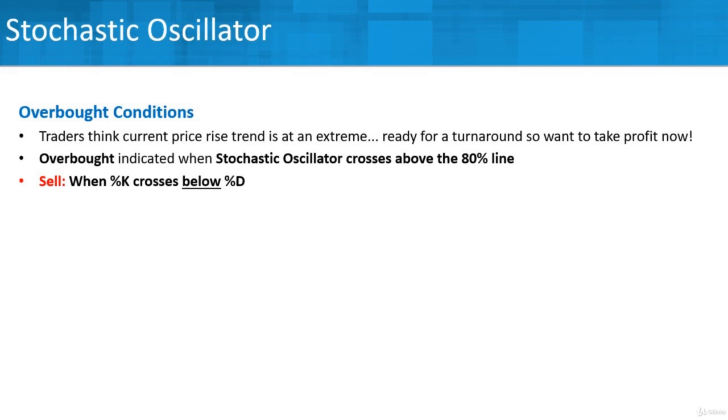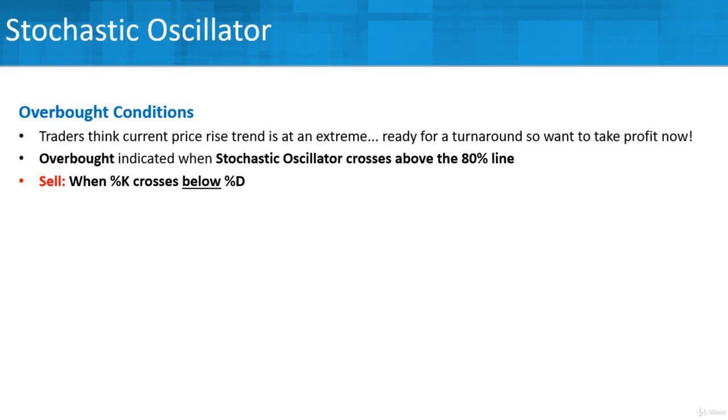You're looking for it to be above the 80% line, and you're going to actually make the sell decision, that it's overbought, when the percentage K crosses below the percentage D. So you've got two things going on here. We're looking for that overbought condition, and then we're looking for a sell signal, and that's going to tell us when we think we're getting really close to the peak, and that's when the percentage K crosses below the percentage D.